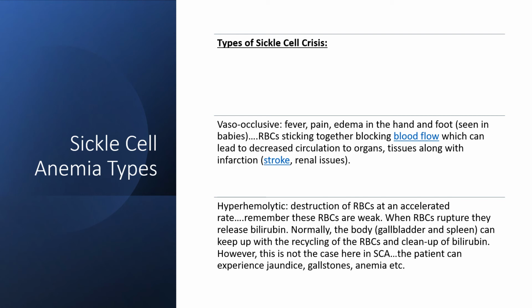When red blood cells rupture, what do they do? They release bilirubin. Put a lot of strain on the other organs. Normally the body, gallbladder and spleen can keep up with recycling of red blood cells and clean up this bilirubin every 3 to 4 months. However, we're talking about every 20 days now. That's a lot of overload for two organs that were used to doing this over a 4-month period. However, this is not the case in sickle cell anemia. The person can experience jaundice as well, gallstones and anemia because we've overworked these organs, the gallbladder and the spleen.